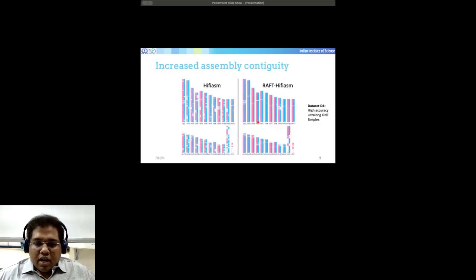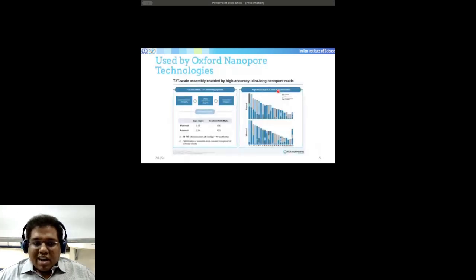The increase in assembly contiguity is demonstrated here in ideograms of contigs generated by HiFi ASM and Raft HiFi ASM. And I would like to say that Raft HiFi ASM has been used by Oxford Nanopore Technologies to generate a highly contiguous assembly of HG002 along with additional complementary parental data.